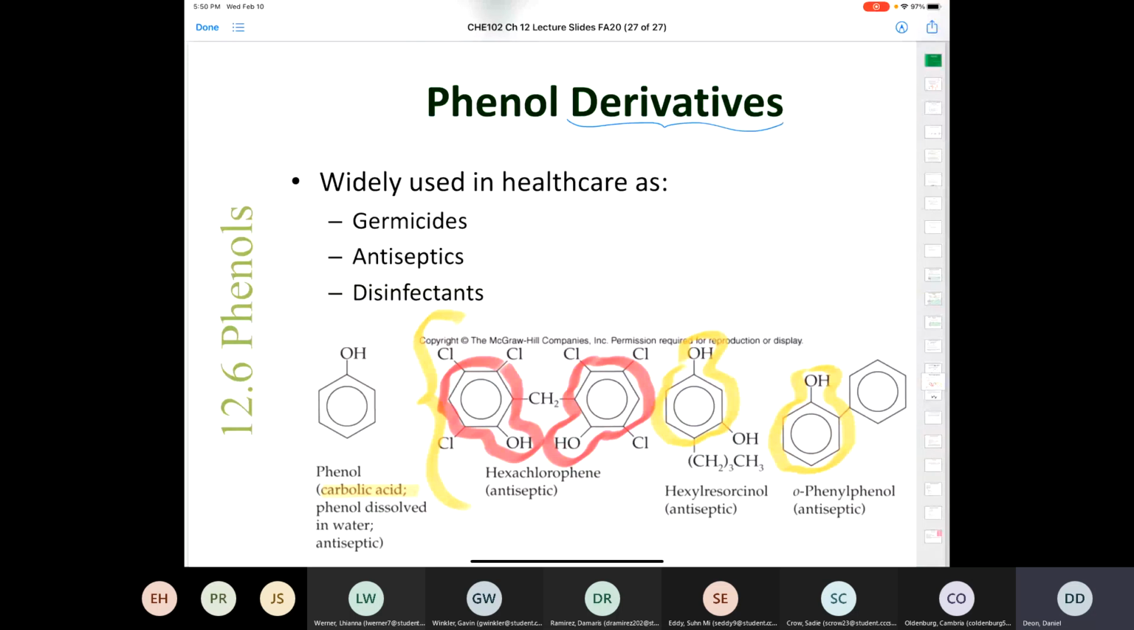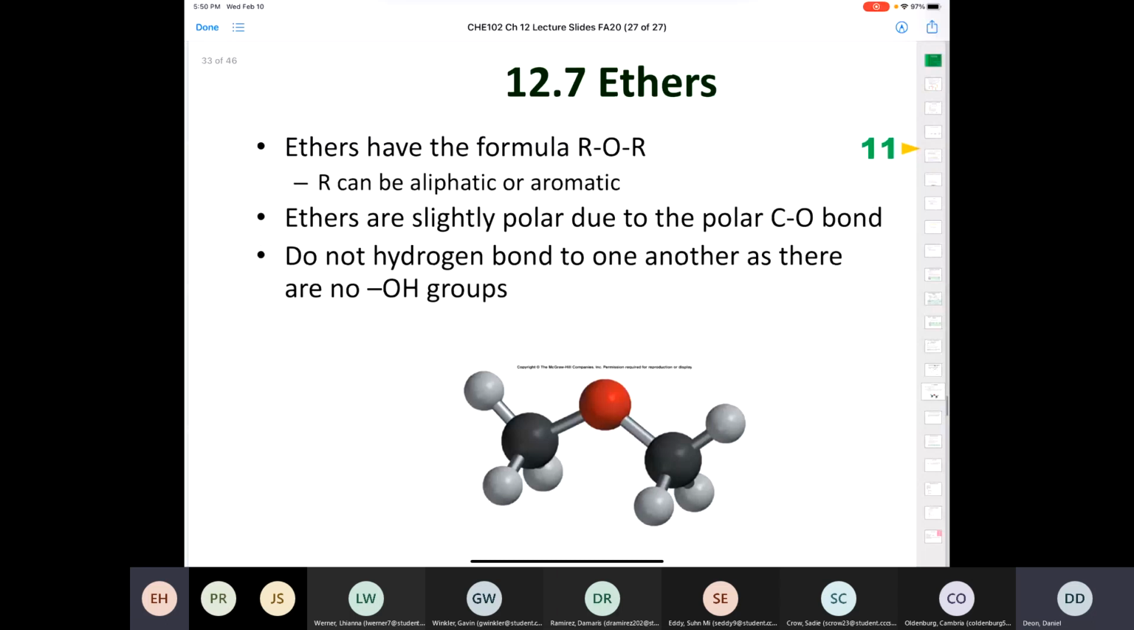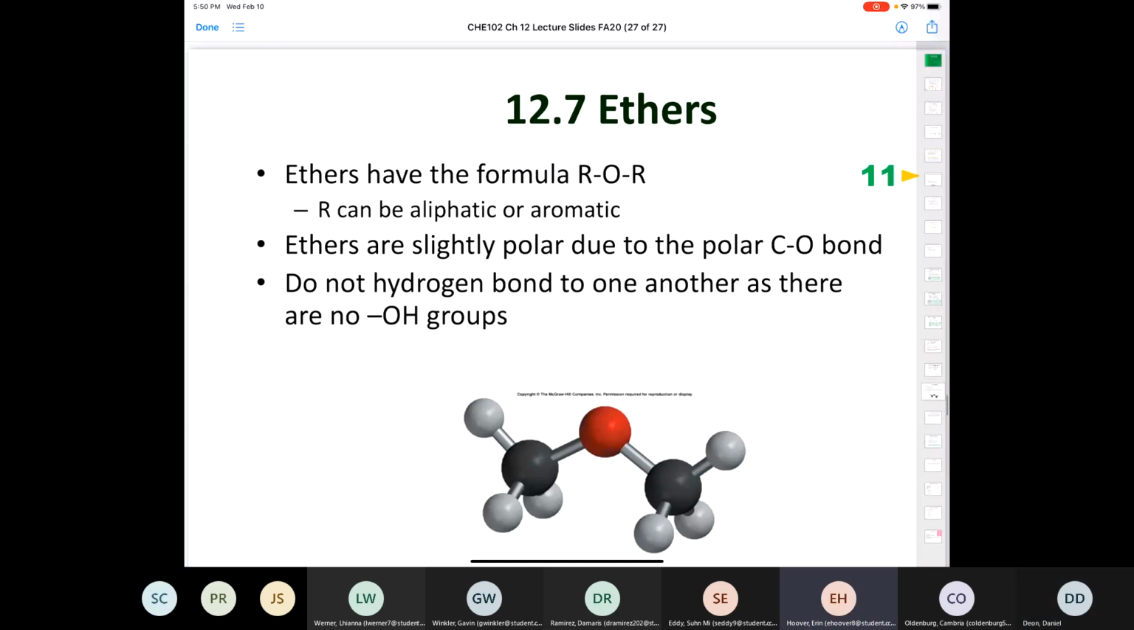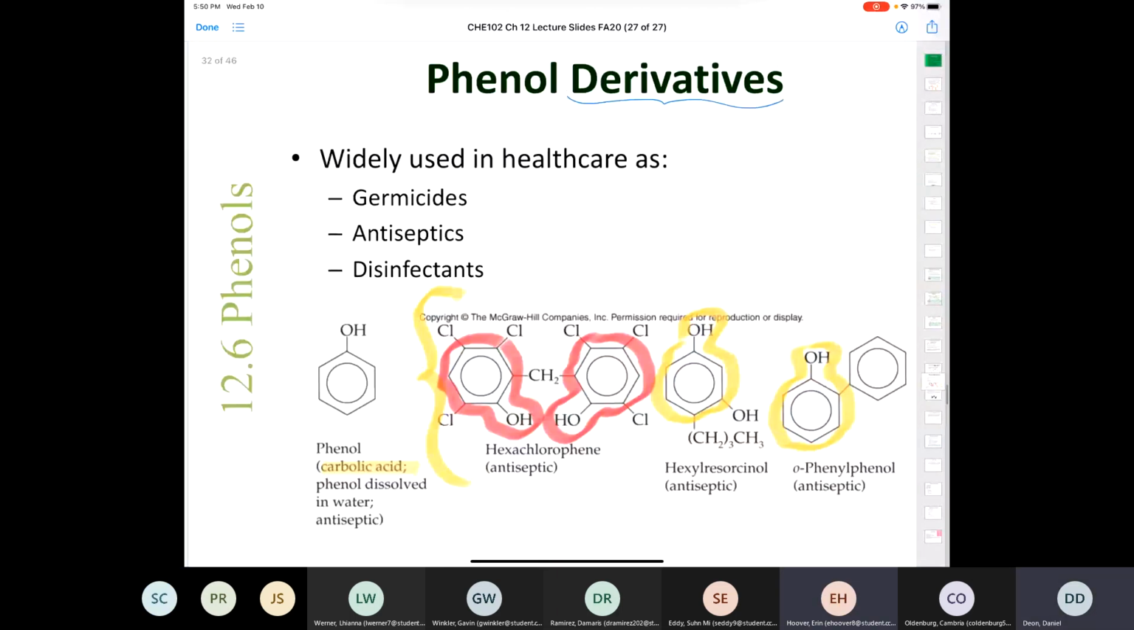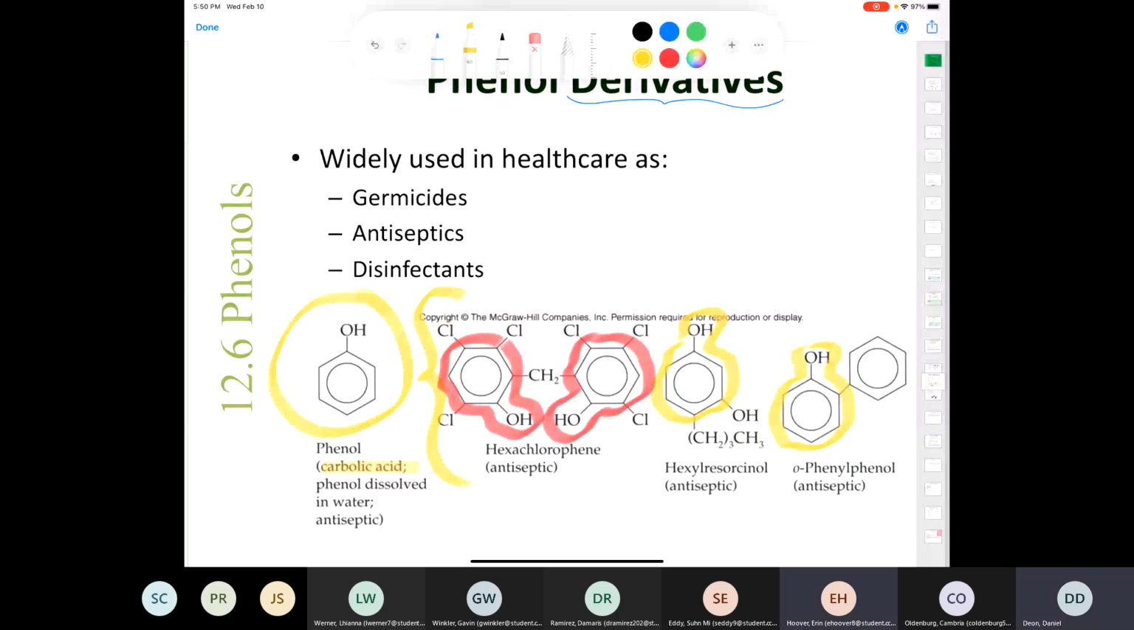Let's move on to section 12.7, which deals with... I'm sorry, Mr. Dion, which one did you say that we had to memorize? You have to memorize phenol itself. Oh, okay, none of the derivatives? No, you don't have to memorize any of the derivatives. Okay, thank you. You don't have to memorize any of those three compounds there. All right, just this one. No. Now, I'm not saying that's the only compound you need to know in this class, but on this slide, it's the only one you need to know.